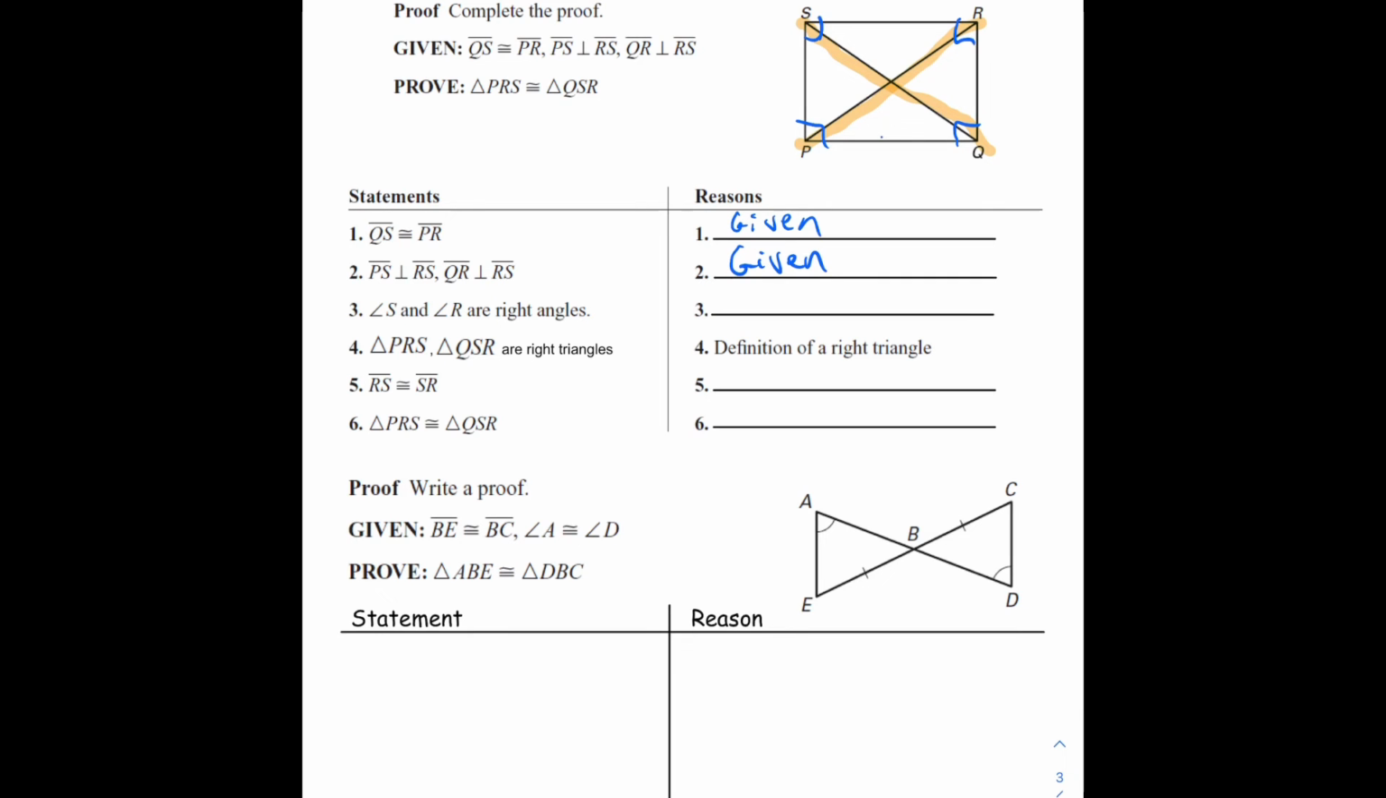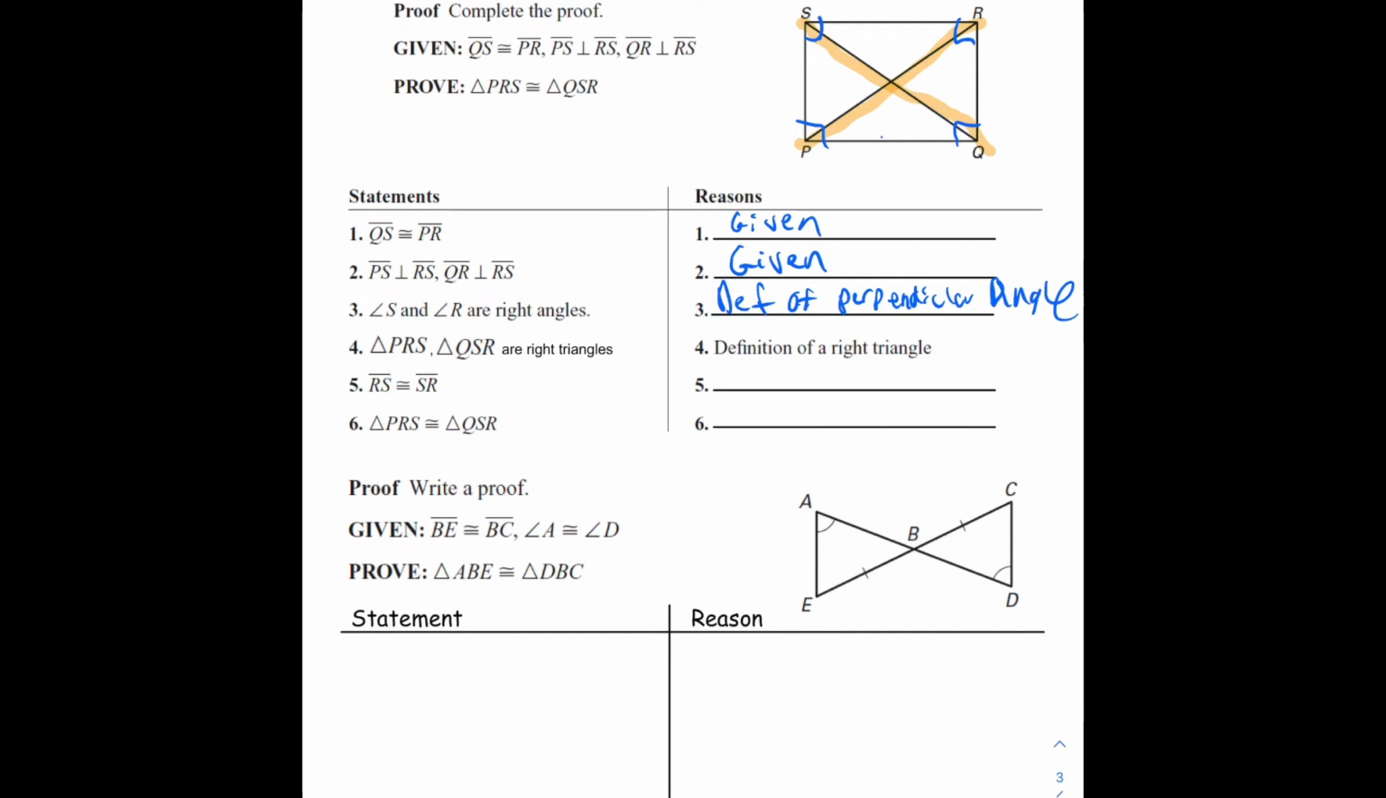Angle S and angle R are right angles. That's just, again, the definition of a right triangle or the definition of a perpendicular angle. Triangle PRS and triangle QRS are right triangles because they have a base of 90 degrees.